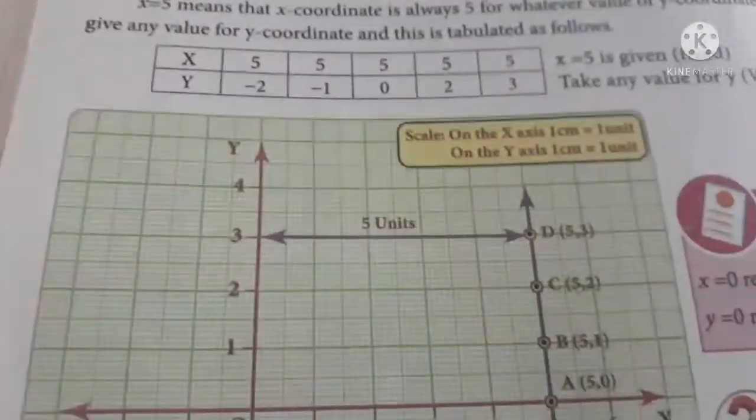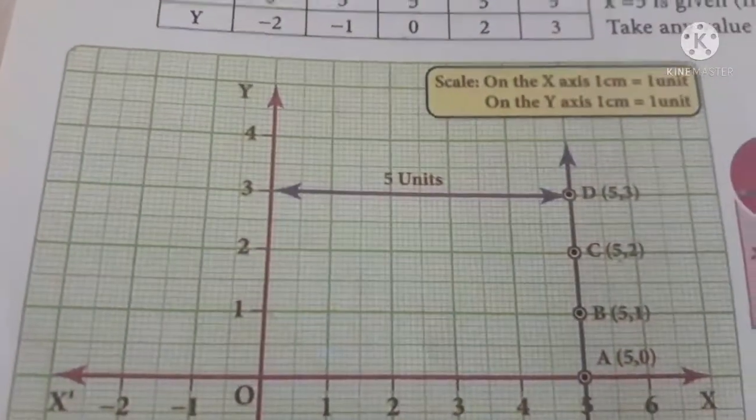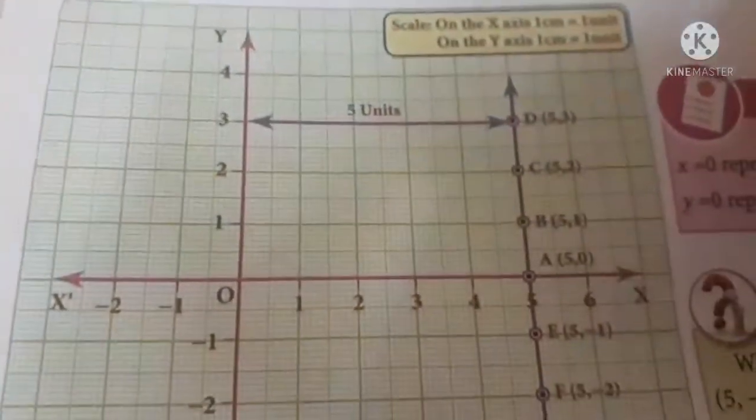First they are taking x and y. See, if in the question x is given as 5, then all the values of x should be 5, and if y is not given, you can take y as any value, but it should be a smaller value. I'm telling you, it is given -2, -1, 0, 2, 3.